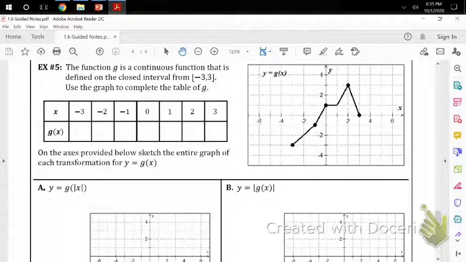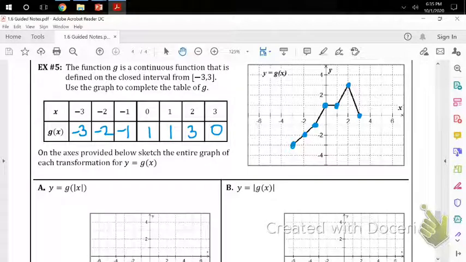So -3 has a y value of -3. When x is -2, it's got a y value of -2. When x is -1, it's got a y value of -1. When x is 0, it's got that y value of 1. When x is 1, it's got a y value of 1. When x is 2, it's got a y value of 3. And when x is 3, it's got a y value of 0.